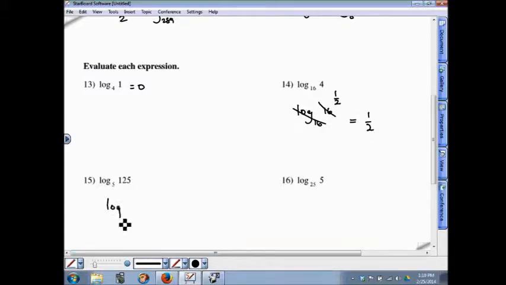Number 15. We have to change 125 into 5 to some power. 125 is 5 to the 3rd power. Those bases cancel, so the answer is 3.